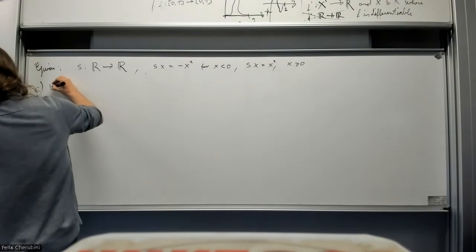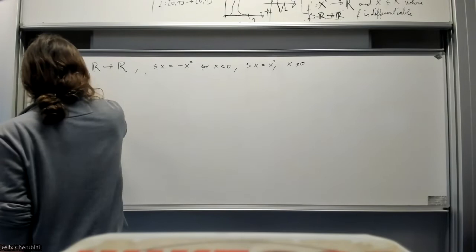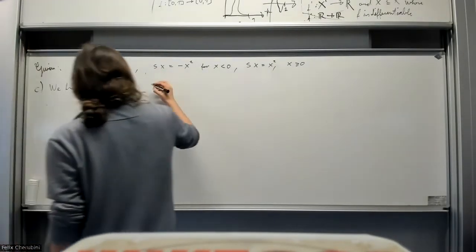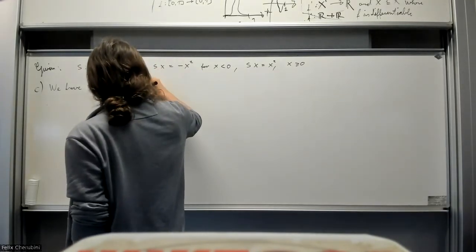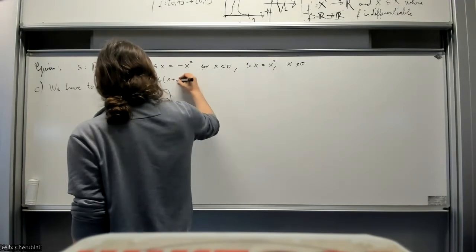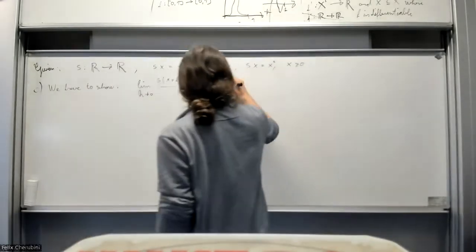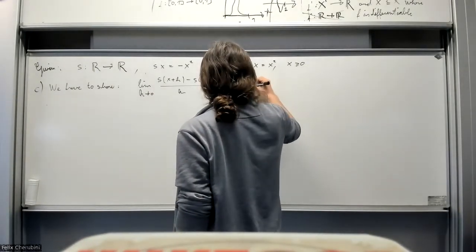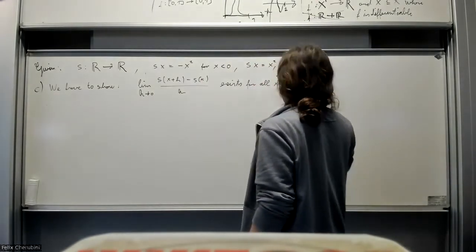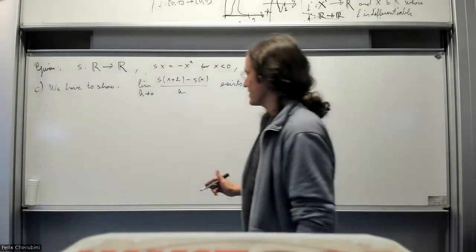So it's a bit more verbose here, and we would have to write it. So we have to show the limit as h goes to 0 of S(x plus h) minus S(x) over h exists for all x in R. So that means it's differentiable everywhere in R.